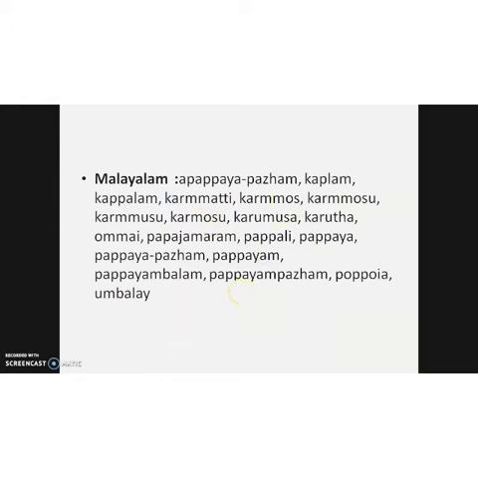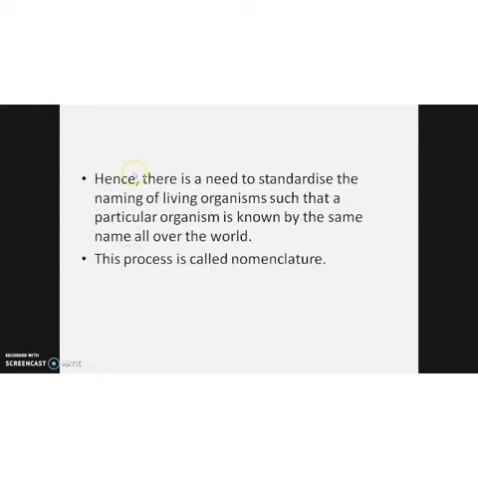Different names are there. In Malayalam, for this particular plant, nearly 20 names are there, like karmusa, papaya, kappalam, omakaya, different names. Hence, there is a need to standardize the naming of living organisms such that a particular organism is known by the same name all over the world, isn't it? This process is called nomenclature.